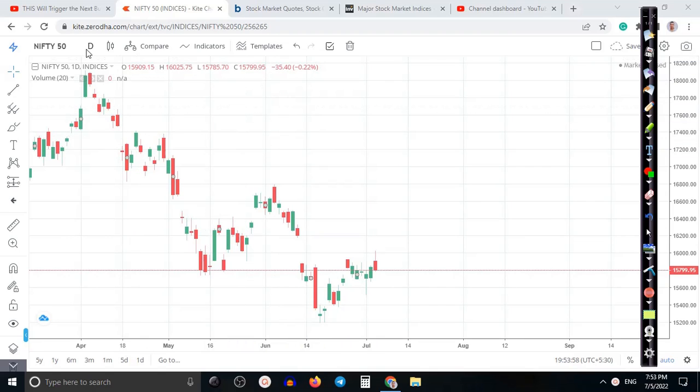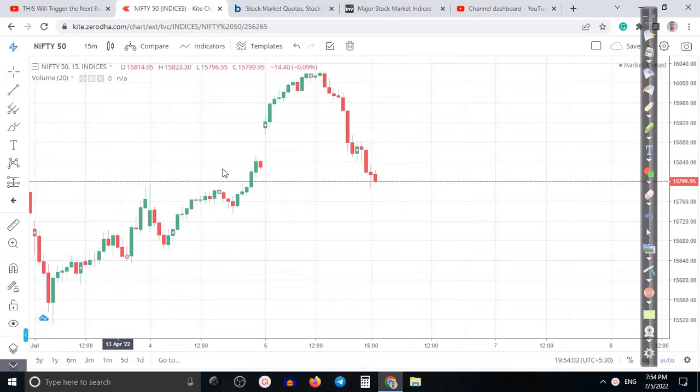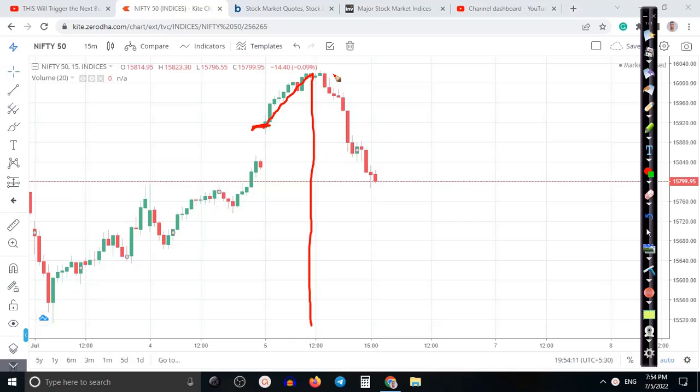Very interesting market today. Let me show you in a 15-minute chart. First, price opened with a gap up and went up until around 12 p.m., then price started falling from this area.